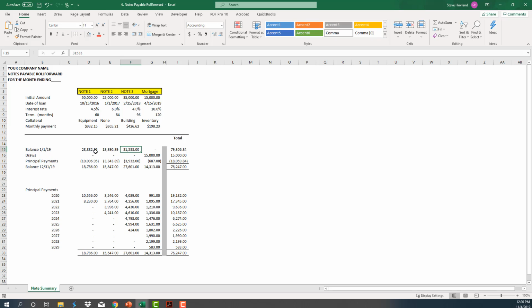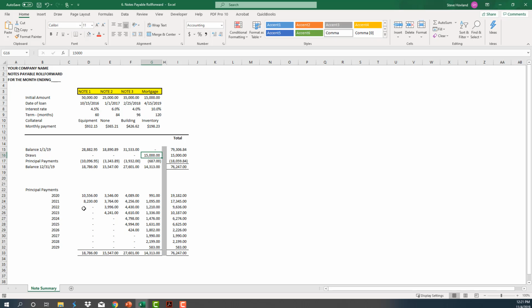Now, these are the principal balances. This is what these balances are if you were to pay off the loan. And again, these are going to come from your amortization schedules. Then you want to list out any draws, any new loans, at the exact amount that it went in. So in this case, I said I took out a mortgage of $15,000 in 2019.